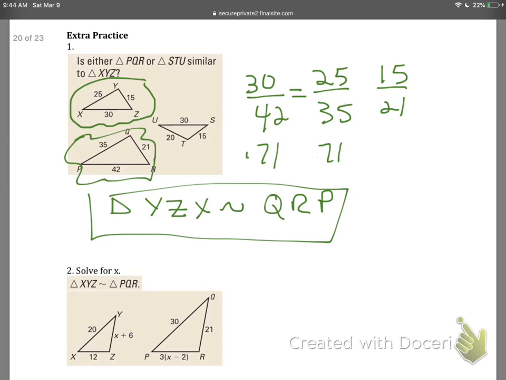I can check the other one. Can I go, let's see, smallest, so 15 is to 15, well, that works. And then the medium is 25 to 20. Nope, does not work. So this one is not similar. Okay, we have one more problem. We'll do that on the next page.